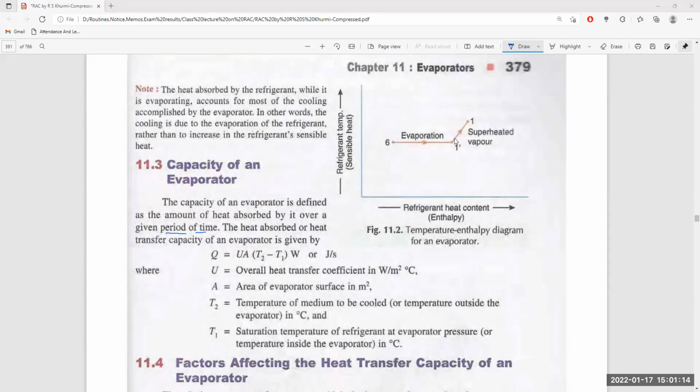The capacity of the evaporator is given by Q = U × A × (T2 − T1).